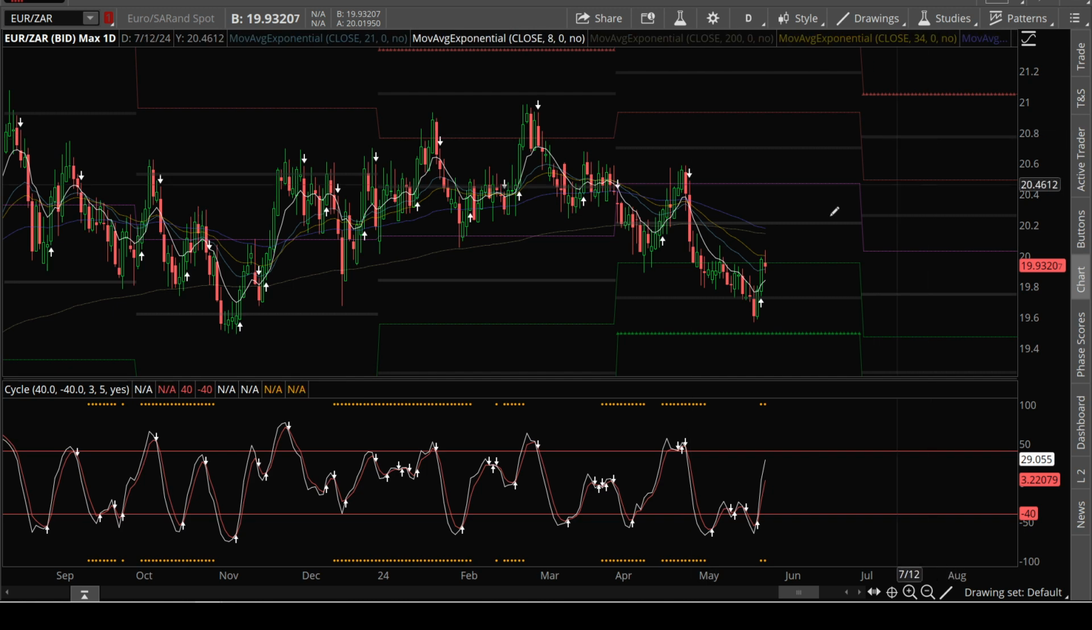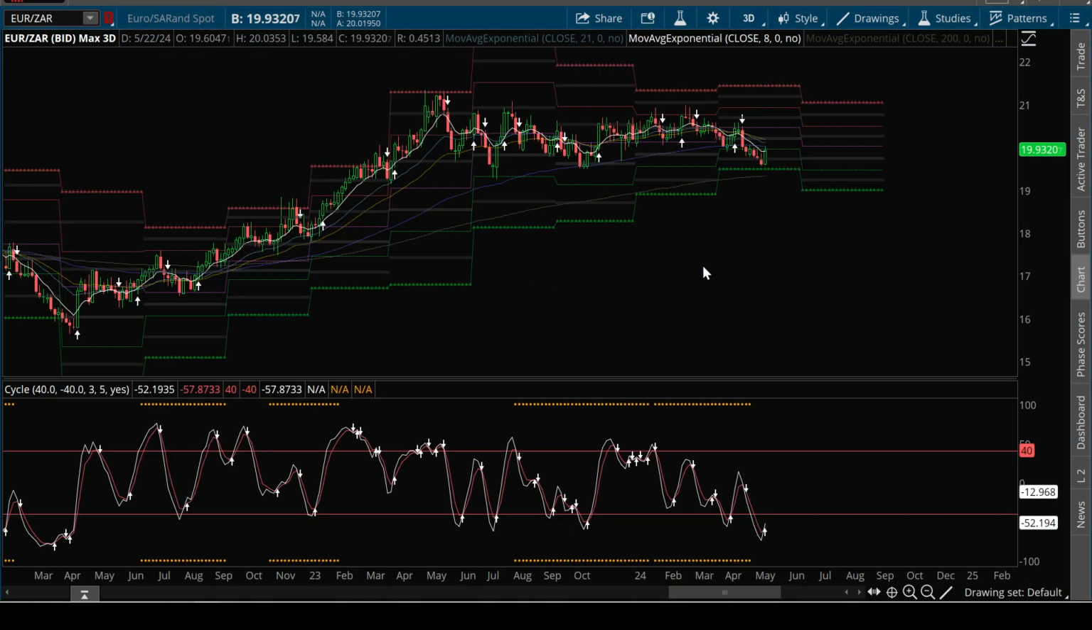I do like this trade here, right? Because you're coming up. Let's jump up to the higher time frame on Euro ZAR. You're coming up against an extreme and the 200 down here. You're oversold on a 3-day. This is all correction right here. And you're coming up against an extreme. You're looking for another impulse up.